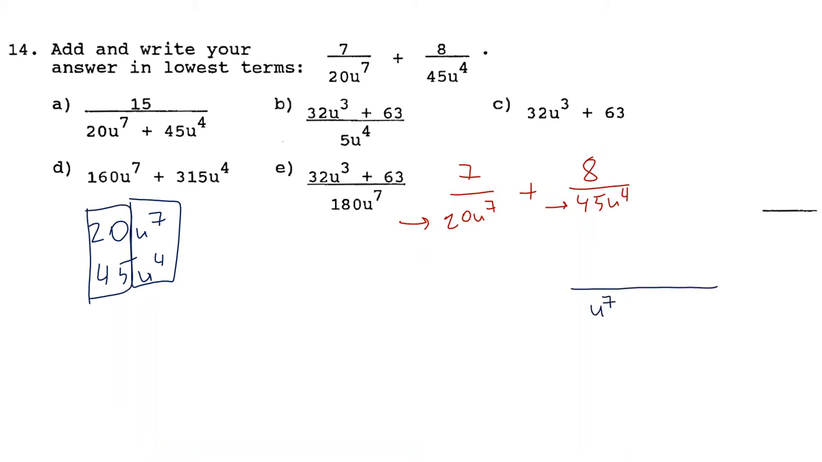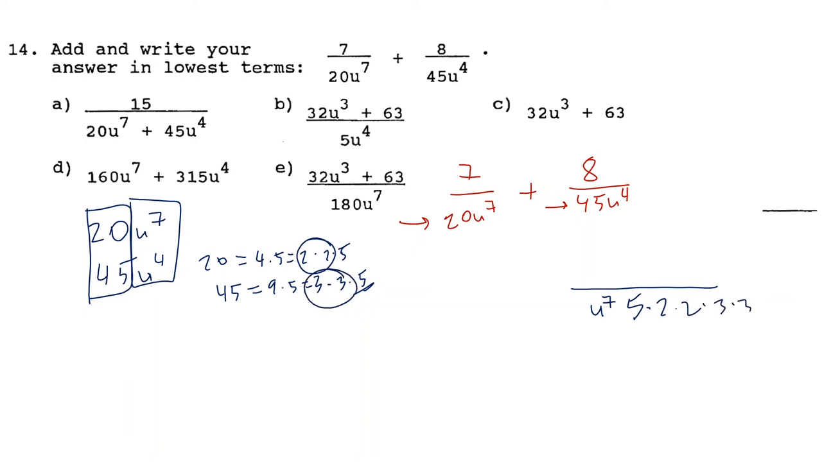Then 20 and 45. How to do this? Factor them out. 20 is equal to 4 times 5, which is the same thing as 2 times 2 times 5. And 45 is 9 times 5, which is 3 times 3 times 5. You see how they have 5 in common? So it's going to be 5 in common, and then 2s and 2s, and then 3s and 3s. Notice how I did not include 5 twice because it is common. Whatever is common, I put once. Whatever is not common, I put the whole thing. So this is my common denominator.